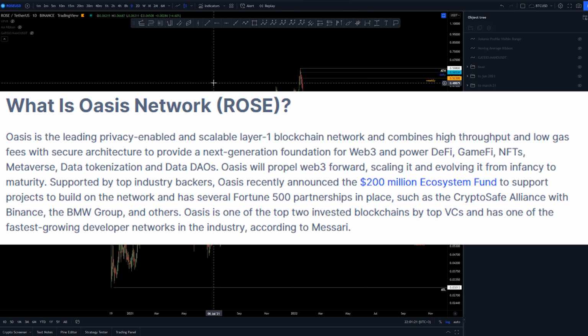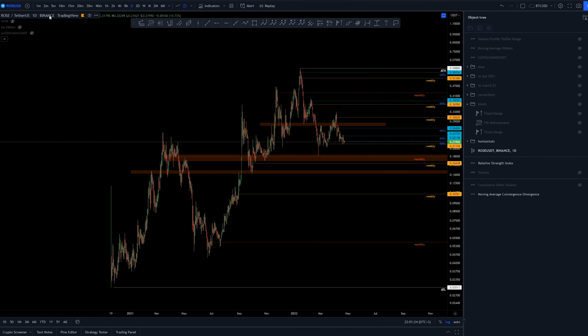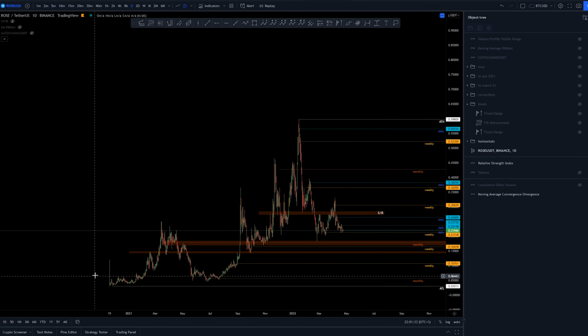Let's get going. So again, this chart is on Binance and can be found on TradingView. I'm using semi-logarithmic scale to show you the price action. Without logarithmic scale, the chart is looking something like this.